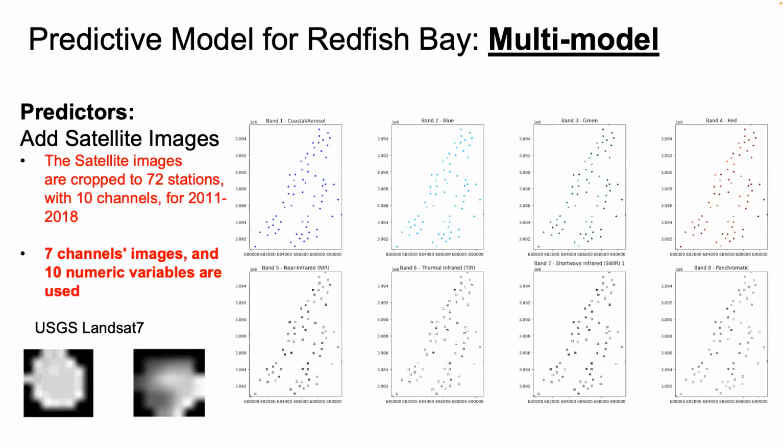And then another approach we use to improve the performance of the model is a multimodal approach, which means we not only include numeric variables for the model, we also try to include some images in the model.